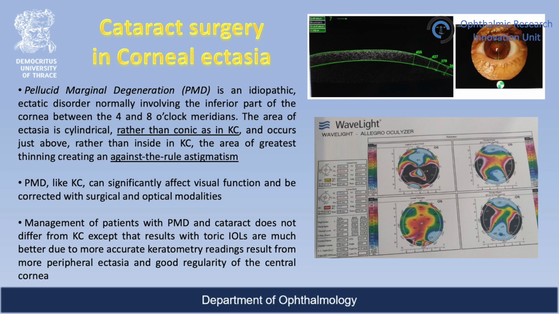Management of patients with pellucid marginal degeneration and cataract does not differ from keratoconus except for the fact that results with toric intraocular lenses are much better due to more accurate keratometry readings, resulting from more peripheral ectasia and good regularity of the central cornea.